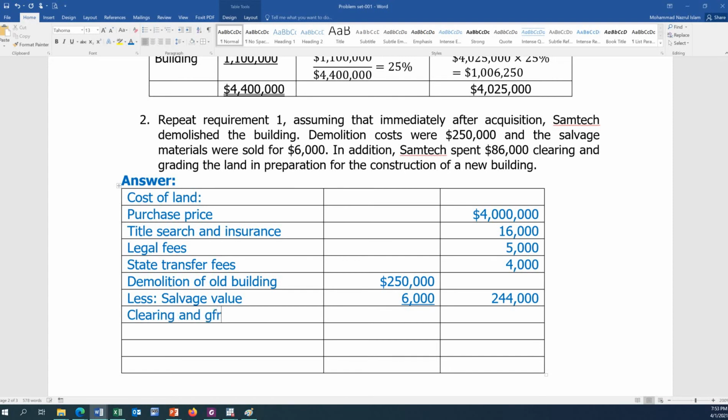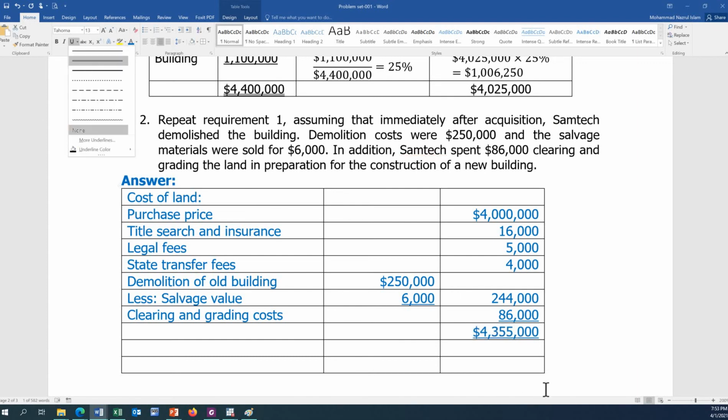Now clearing and grading costs. The clearing and grading cost total 86,000. Now the sum of these costs would be the total cost. So the total is going to be 4,355,000. Okay, and now close it with a double underline. So this is the total cost of land.